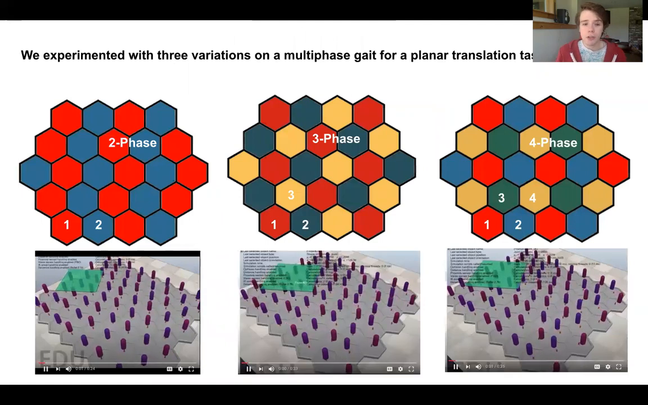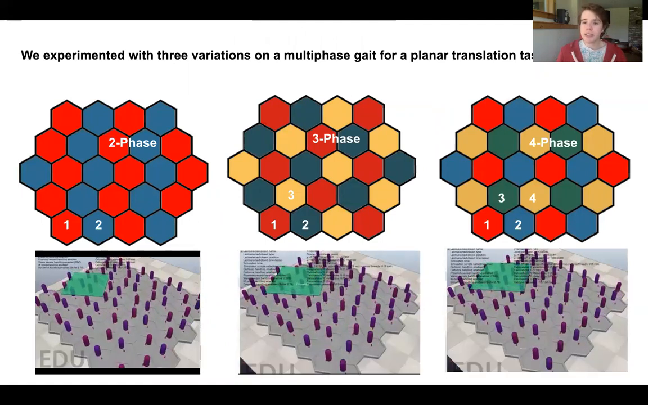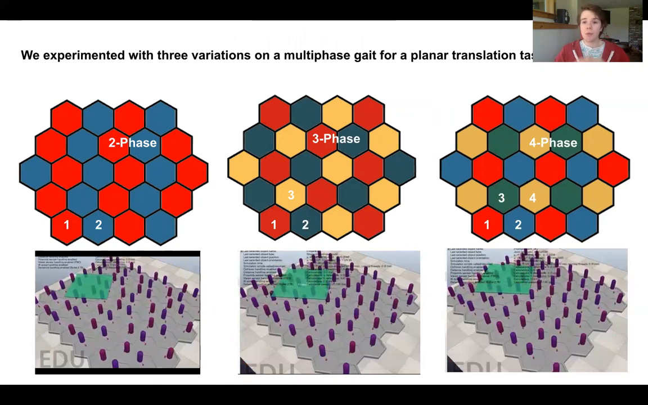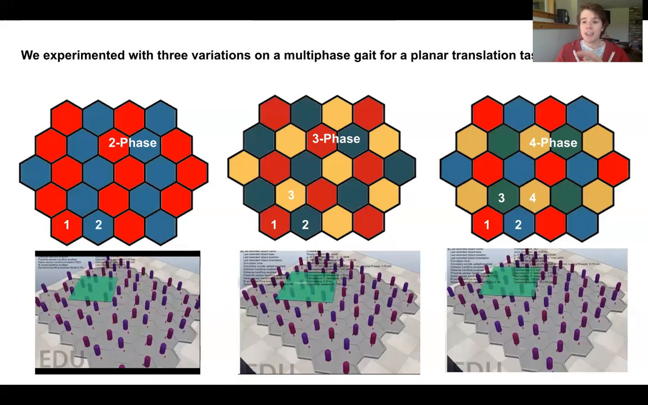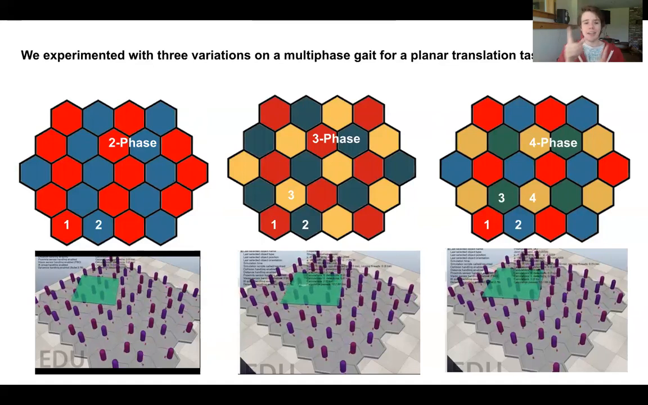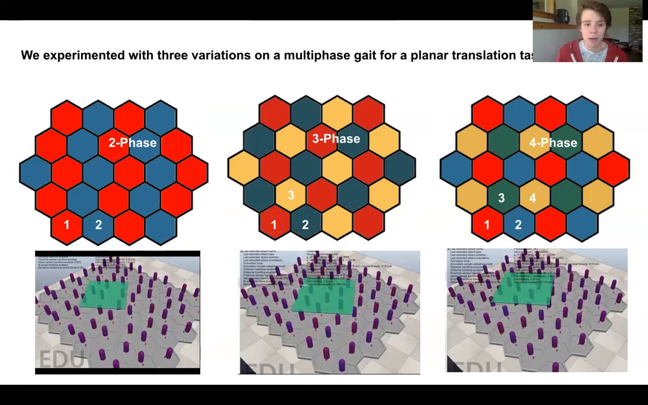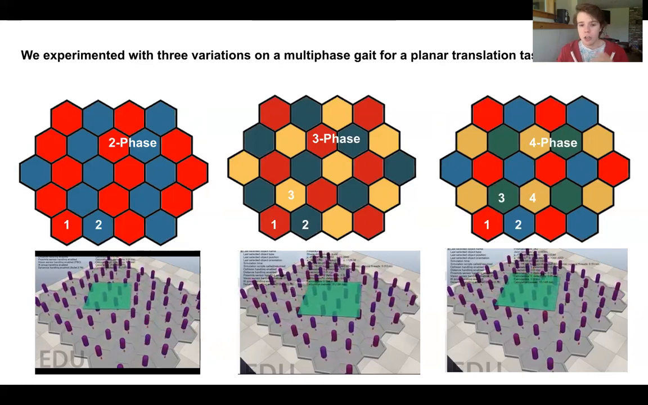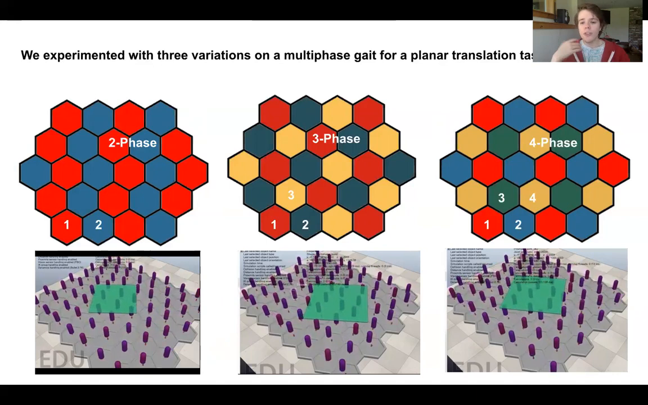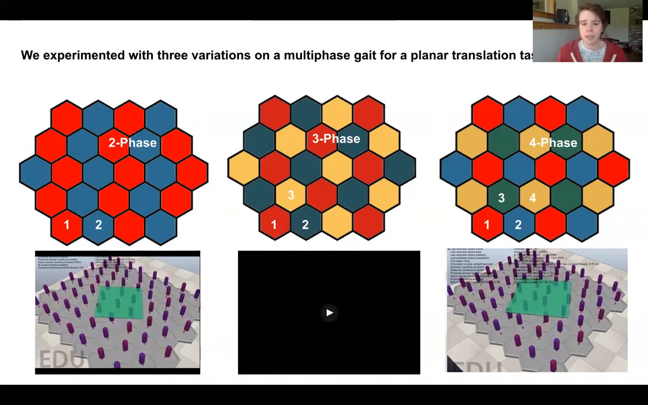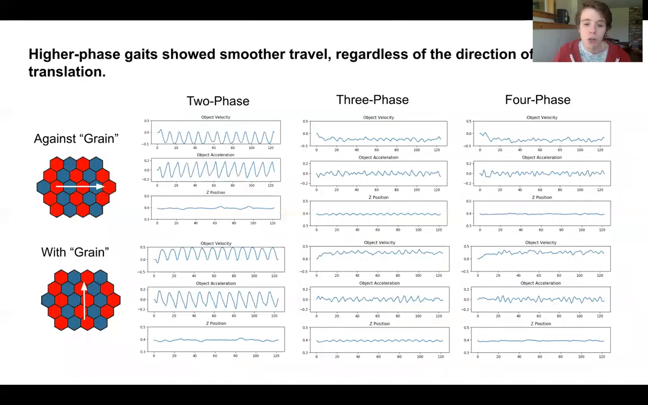We started our control evaluation looking at a planar translation policy, which is achieved by breaking down the deltas into different groups and having each of those groups execute some portion of a phased gait. So as you can see here, for a hexagonal packing, there are 3 main ways we can break this down, dividing it into 2, 3, or 4 phases. We wanted to compare these and see what the difference between each of these approaches looks like when trying to do a planar translation. We found that having more phases resulted in a smoother translation with less vertical deviation and a lower maximum acceleration of the object.